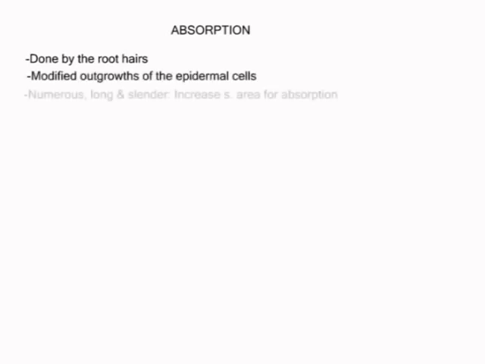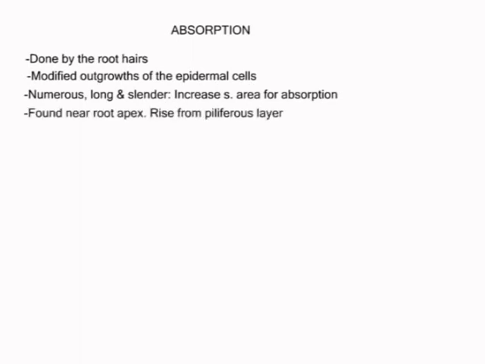So we now turn and look at the main function of the root, which is absorption. Absorption is done by the root hairs, which are modified outgrowths of the epidermal cells. The root hairs are numerous, long and slender, and this provides a large surface area through which absorption of water and mineral salts takes place. They are found near the root apex, and those located further from the root apex often peel off. The part of the epidermis where the root hairs grow is called the piliferous layer.